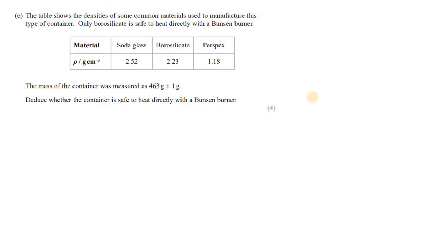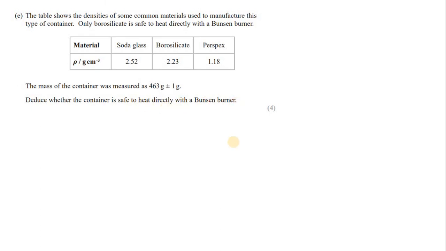E. The table shows the densities of some common materials used to manufacture this type of container. Only borosilicate is safe to heat directly with the Bunsen burner. So material soda glass density is 2.52, borosilicate 2.23, perspex is 1.18. The mass of the container was measured as 463 gram plus or minus 1 gram. Deduce whether the container is safe to heat directly with the Bunsen burner.